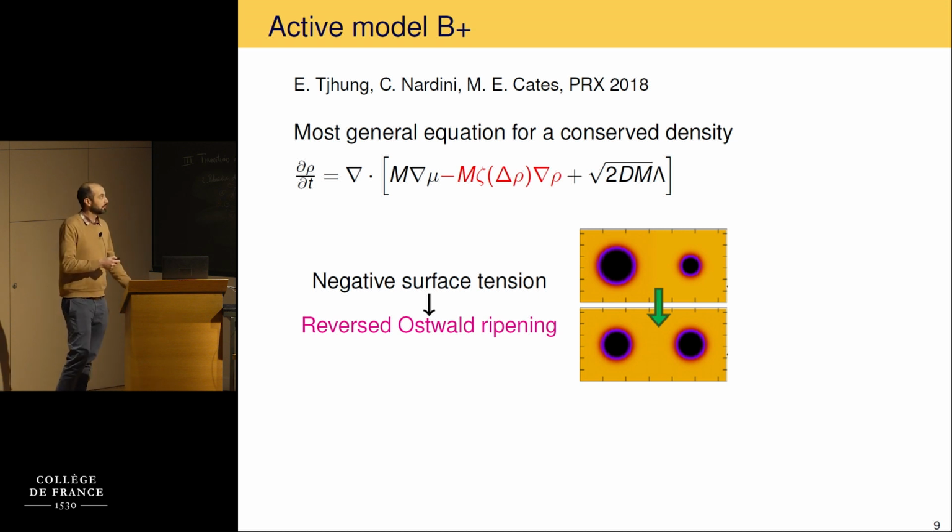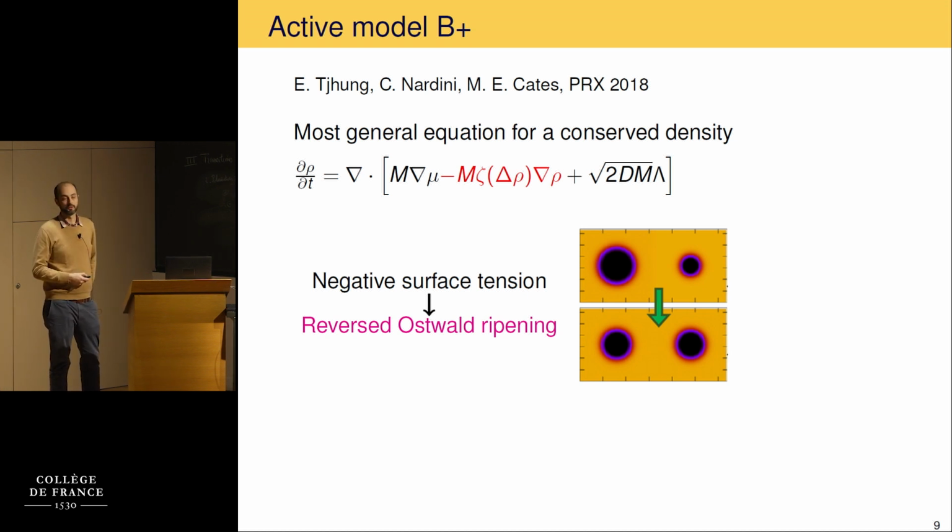For some choices of parameters, now you have a negative surface tension. And what they show is that it leads to a reversed Ostwald ripening. So if you have a big bubble and a small one, contrary to what happens in the passive case, they tend to equilibrate their size.